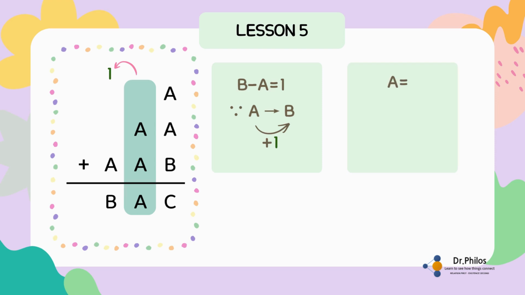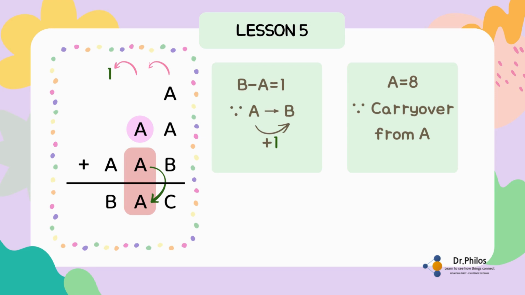A in the tens place is 8. Because there are 3 of the same letter A in the tens place. 1 A from the parts is equal to the A in the whole. The other one must carry over to the hundreds place. But since it cannot make a carryover by itself, there must be a carryover from the ones place.